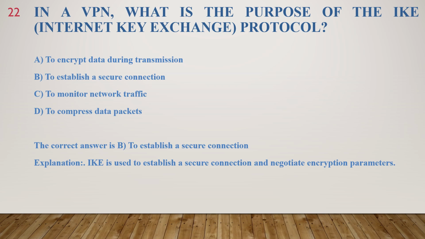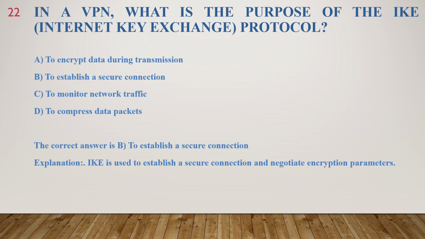While IKE does play a role in some of the other options, it's not its primary function. A. To encrypt data during transmission. While IKE does not directly encrypt data, it facilitates the secure exchange of keys used for encryption by the IPsec protocol. C. To monitor network traffic. IKE itself doesn't monitor network traffic. However, it might be used alongside other protocols for monitoring purposes within the established VPN tunnel. D. To compress data packets. IKE is not involved in data compression. Some VPNs might offer compression as a separate feature, but it's not part of the IKE protocol.